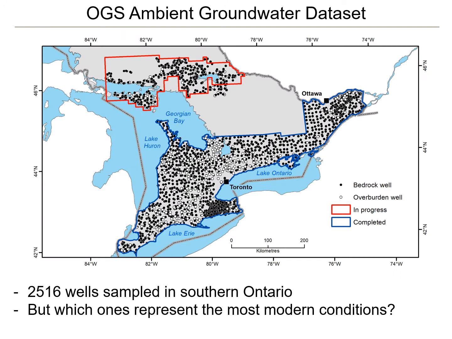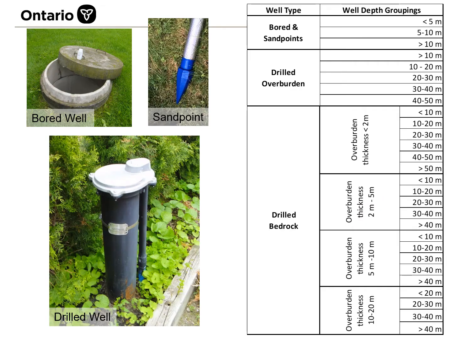The Ontario Geological Survey Ambient Groundwater Geochemistry Program has sampled 2,516 wells in Southern Ontario. And the first step of this project was really to decide which of these wells represent those shallow modern conditions that we're trying to capture. So to establish our subset of wells, we considered well type, well depth, and geology, and also tritium content.